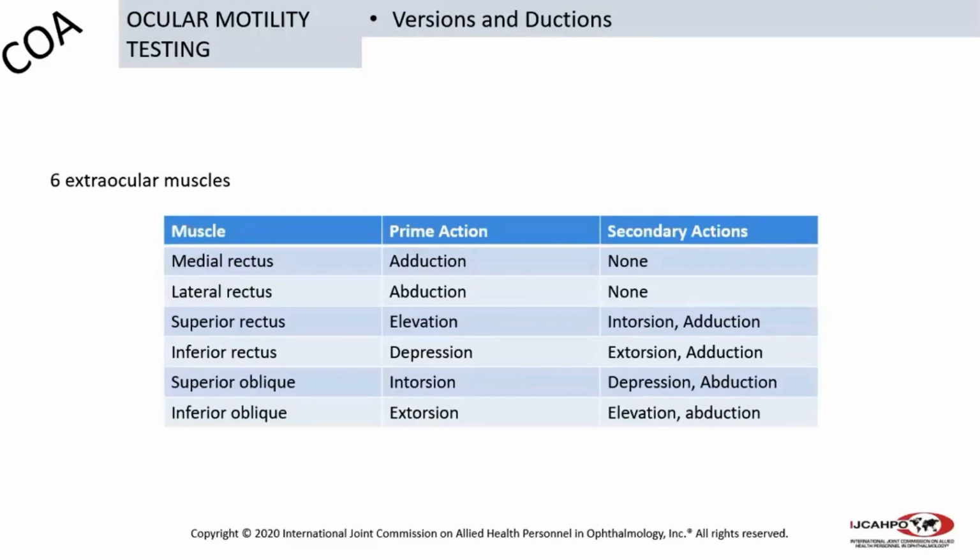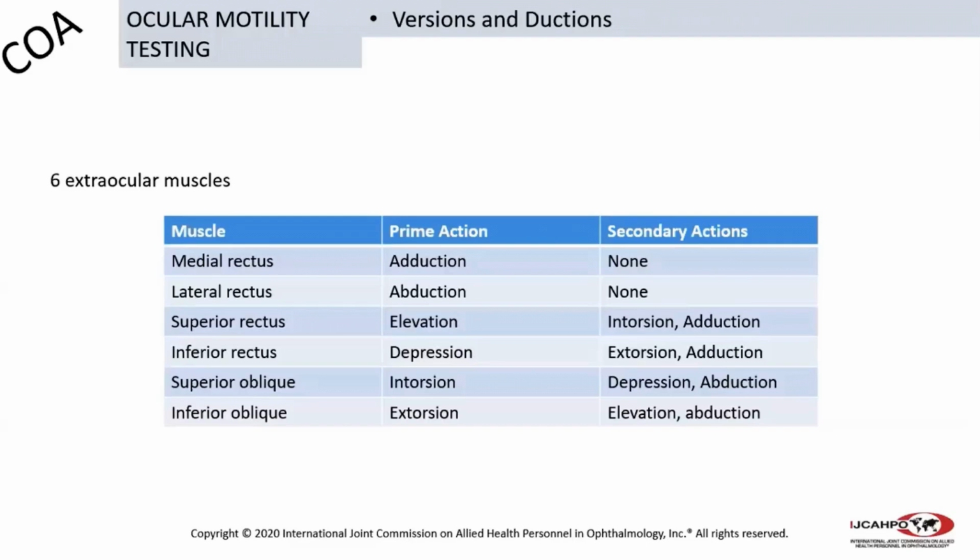There are 6 extraocular muscles, and listed here are the 6 extraocular muscles with their primary action and secondary actions. We can see that the medial and lateral rectus have a primary action only. The medial rectus is an adductor. Its primary action is adduction. The lateral rectus, its primary action is abduction.